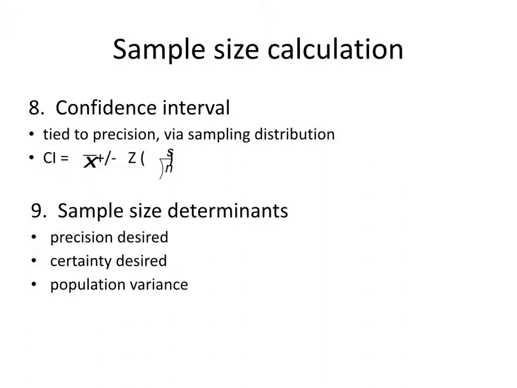As we want to be more precise, we'll need a larger sample. As we want to be more certain, we'll need a larger sample. As the population variance increases, we'll need a larger sample.